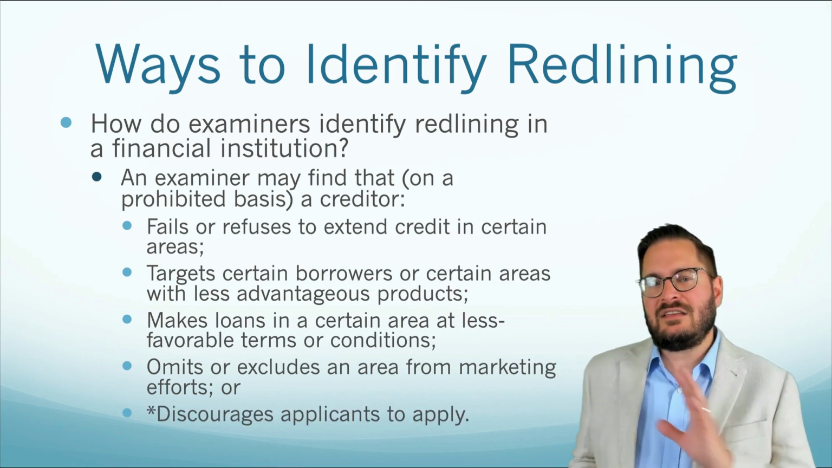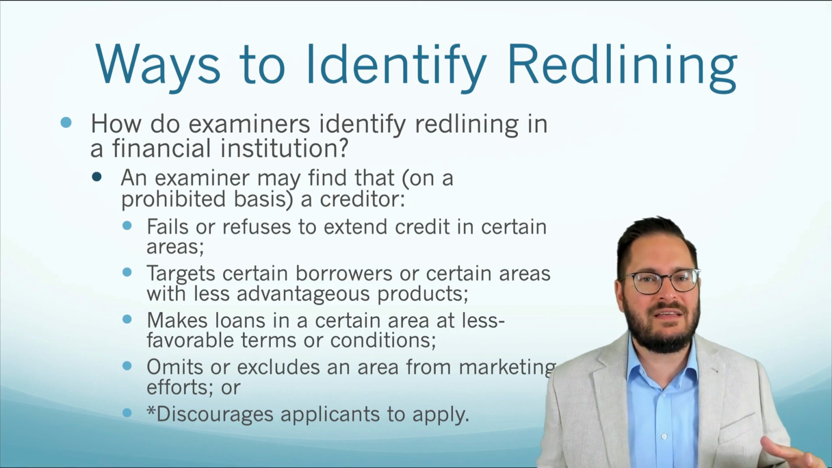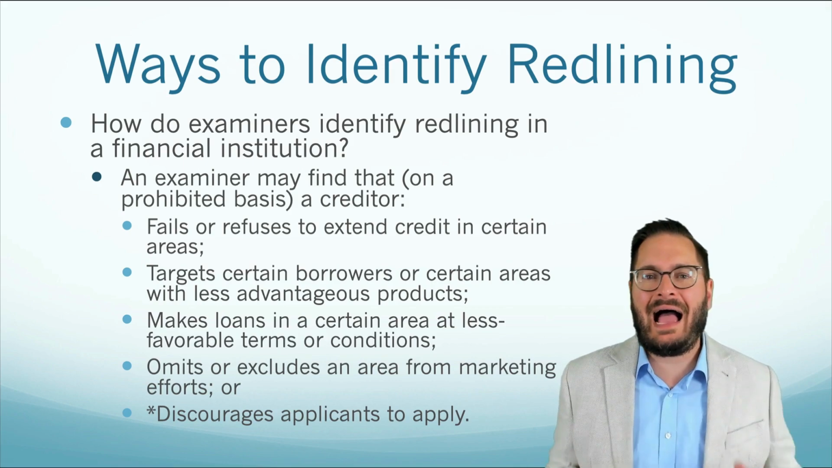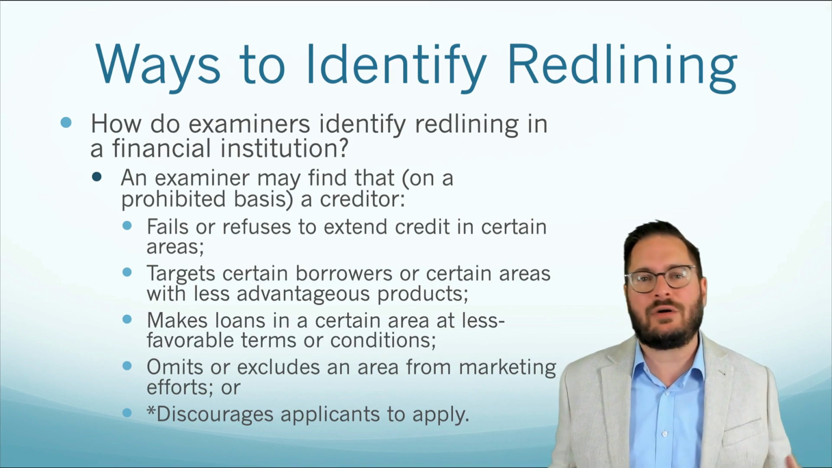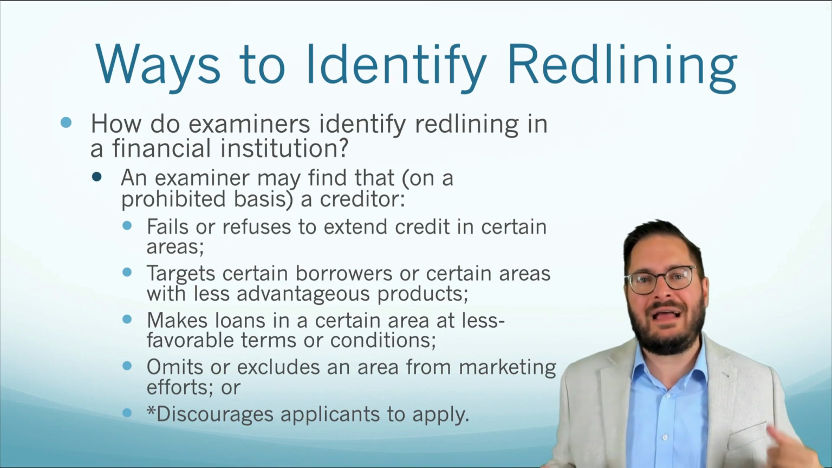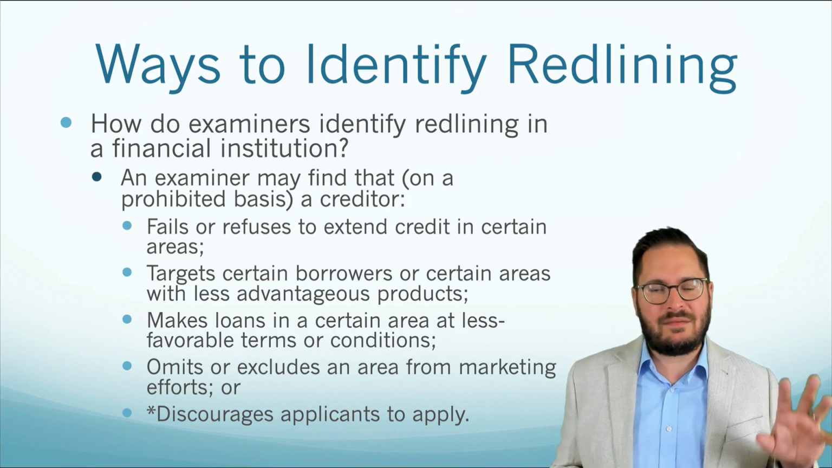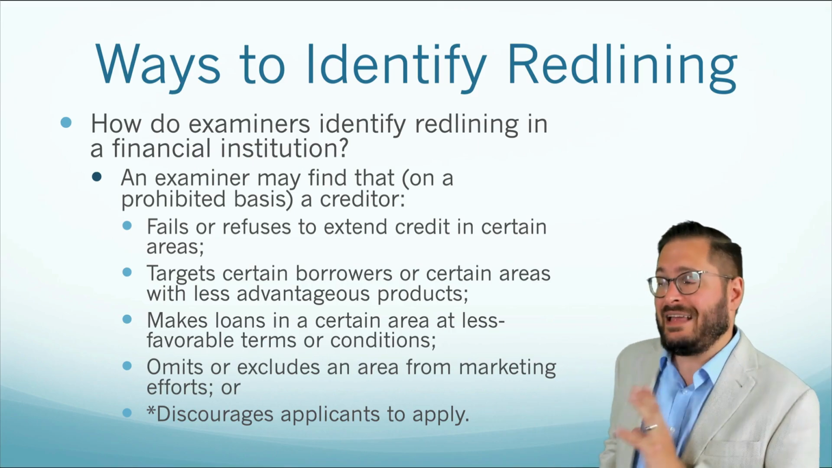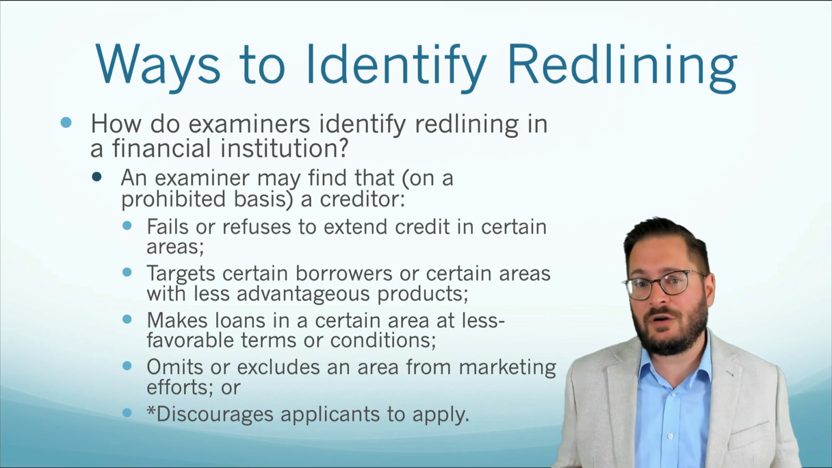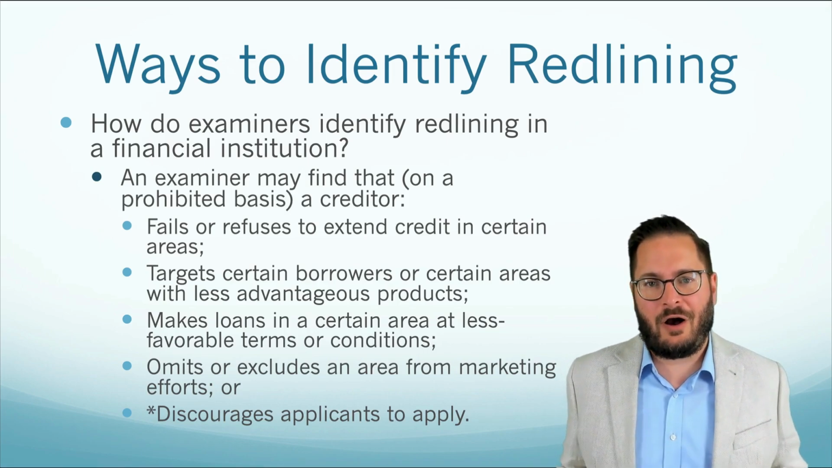And typically this discouragement, or these activities, occur in areas or communities that have high minority concentration, so minority communities. So this is how examiners are identifying redlining in a financial institution: they're looking at the minority communities and seeing if any of these trends have occurred. So this is how we could essentially identify redlining in our organization.